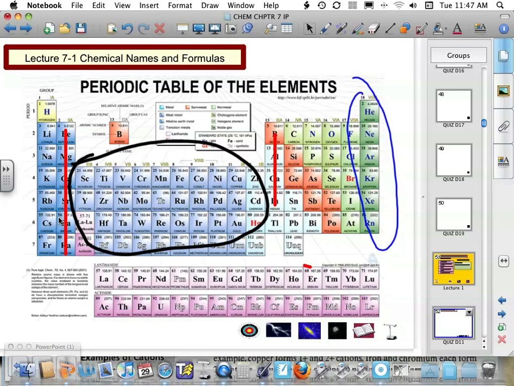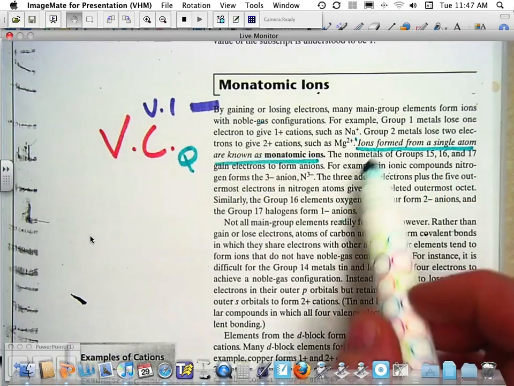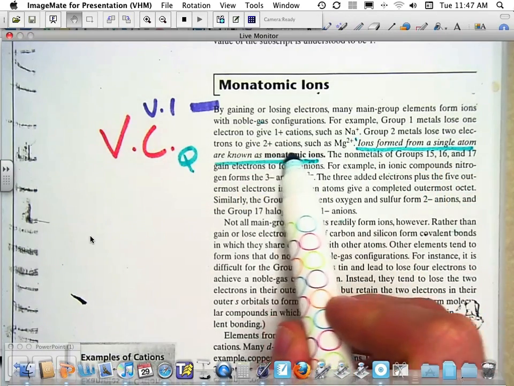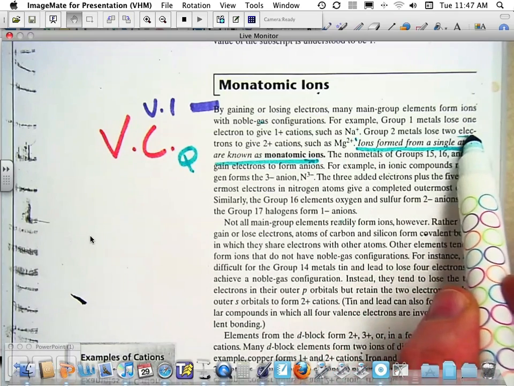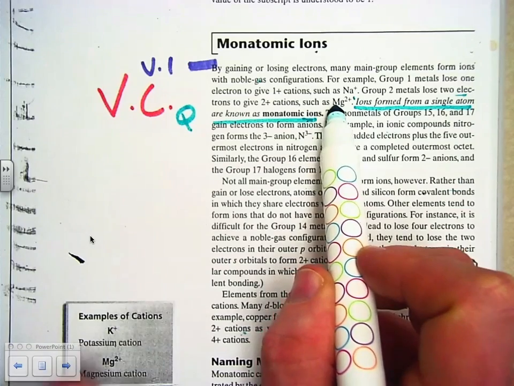Group 1 elements are right here, and they're saying they lose 1 electron to have a noble gas configuration and make ions. Well, that makes sense. Can you tell me how many electrons group 2 will make? Hope you say 2. Let's continue reading. Group 2 metals lose 2 electrons and give 2+ cations such as magnesium.